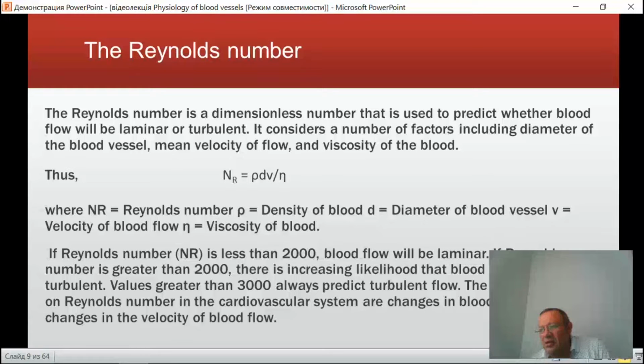If Reynolds number is less than 2000, blood flow will be laminar. If Reynolds number is greater than 2000, there is increasing likelihood that blood flow will be turbulent. Values greater than 3000 always predict turbulent flow. The major influences on Reynolds number in the cardiovascular system are change in blood viscosity and change in the velocity of blood flow.